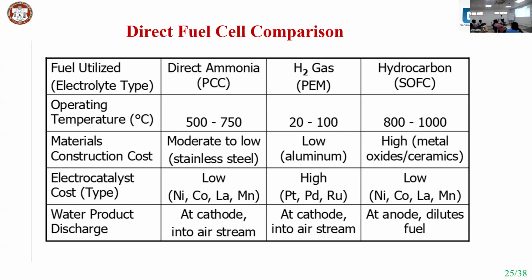There are different electronic materials that they are using. You can say nickel, cobalt, lanthanum, and manganese. Then this is for hydrogen gas. Electronic materials are platinum, palladium, lithium, or for the solid oxide fuel cell, I can say the electrocatalyst cost is low. Nickel, cobalt, lanthanum, and manganese they are using. For water product discharge, at the cathode it will be a gas stream, and at the anode, a dilute stream.